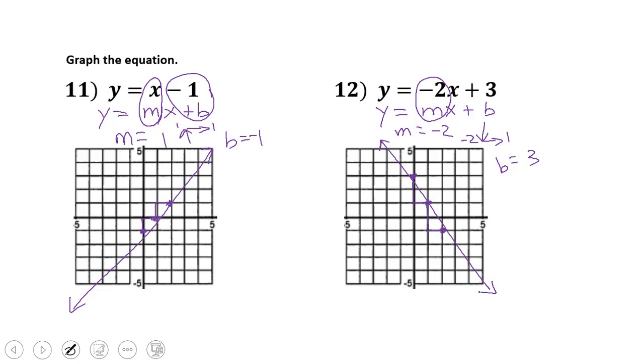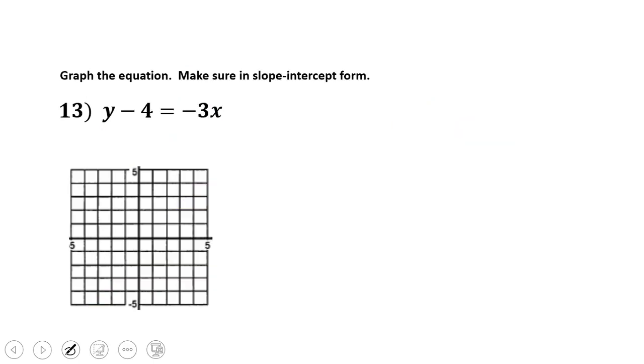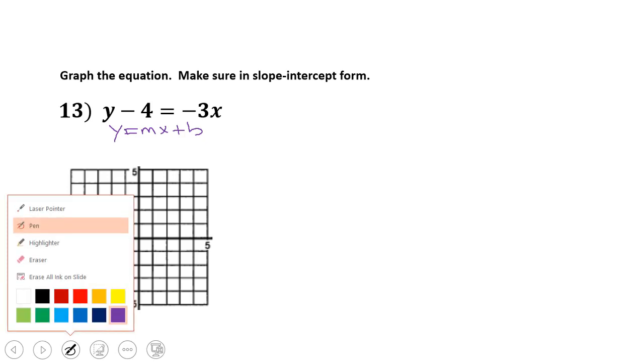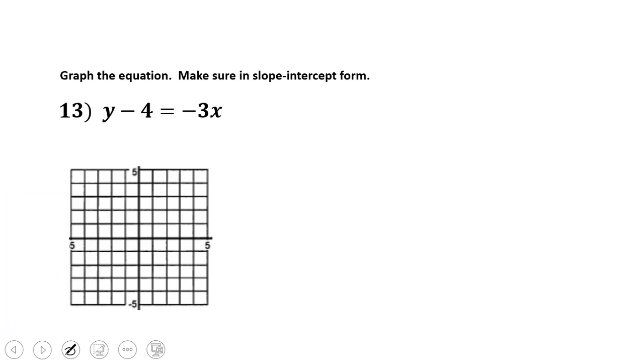Let's go to our third example of the night for this section of our notes, graphing linear equations in slope-intercept form. And number 13 says y minus 4 equals -3x. Are we in slope-intercept form, y equals mx plus b? And of course, we are not. So the first thing we have to do is solve to put it in slope-intercept form. And that means we've got to move that -4 to the other side. And that's solving literal equations for y.